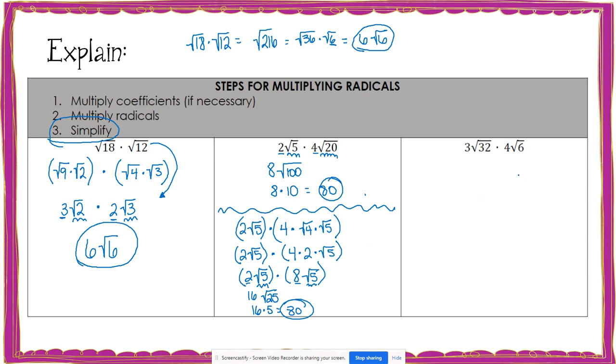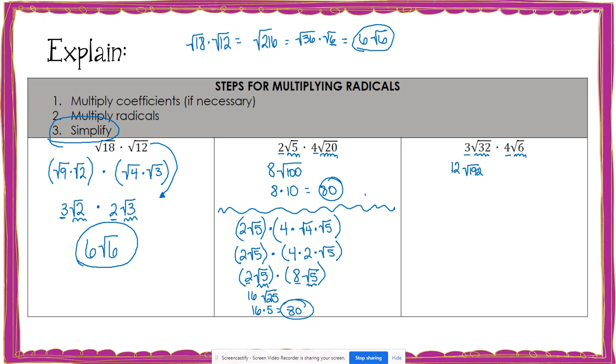For the last problem under multiplying, you see 3 times the square root of 32 times 4 times the square root of 6. Well, for this problem, I probably would simplify my 32, but we can also go and just multiply straight out. So let's look at our answers, or our two different choices. If we multiply straight out, we're going to multiply 3 times 4, which gives us 12. Then we're going to multiply the square root of 32 times the square root of 6, which gives us 192.